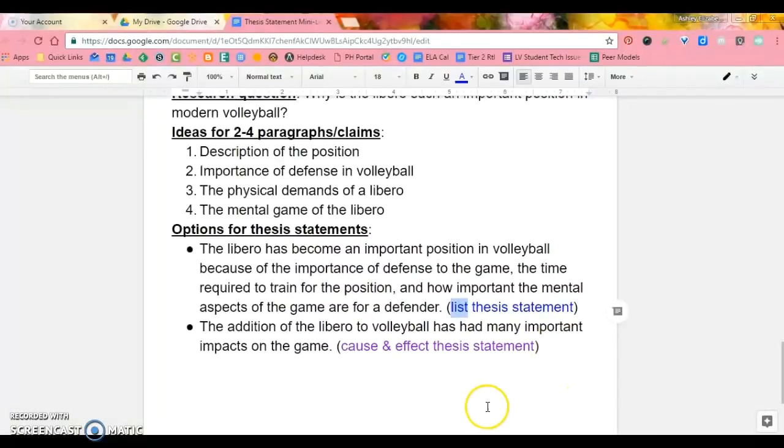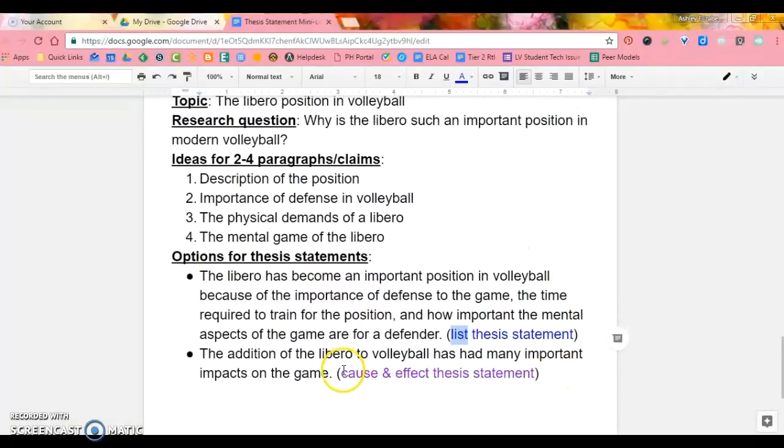The second one that I could take a look at would be a cause and effect thesis statement. Because I'm trying to prove why the libero is such an important position, it makes sense to use a cause and effect relationship. Because we included the position of a libero, the effect on the game is blank. So it's a cause and effect thesis statement. So my option could be, the addition of the libero to volleyball has had many important impacts to the game.